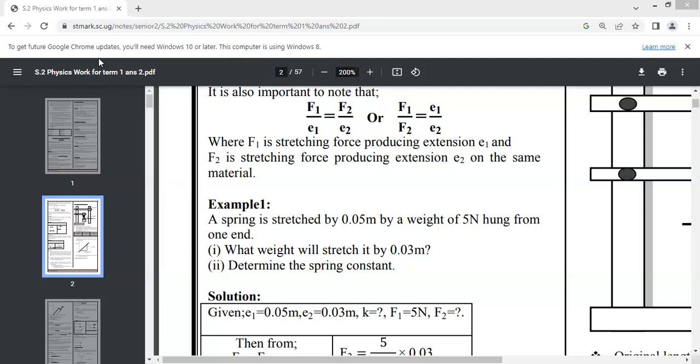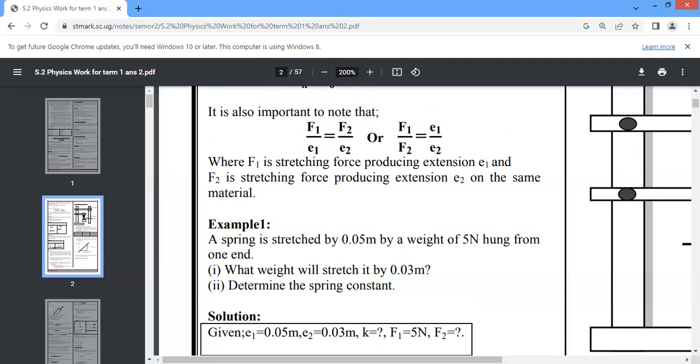Okay, let us see. I'll go through this question. But before we go through this question, there is something I had missed here. It is important also to note that F1 out of E1 is equal to F2 out of E2. Someone may ask why. So I'm going to explain this on a white screen.